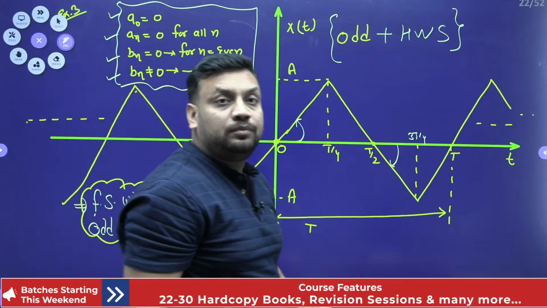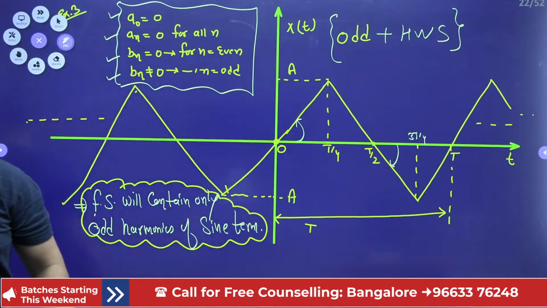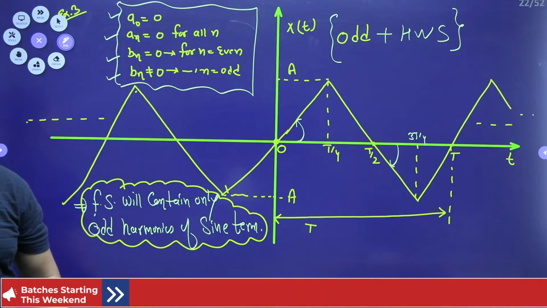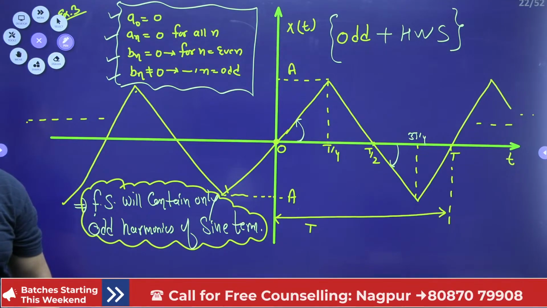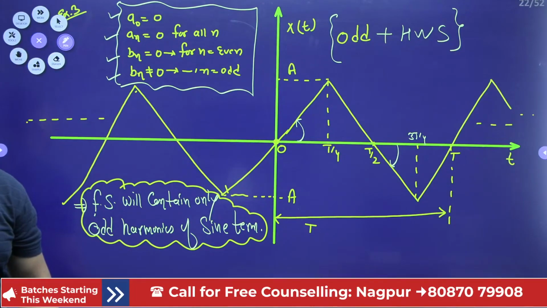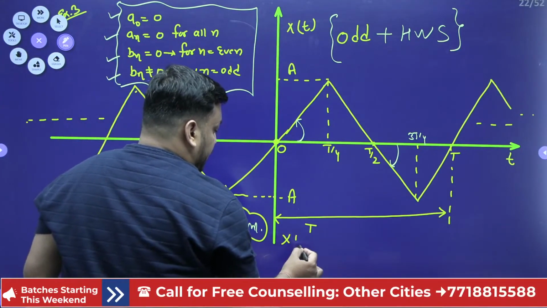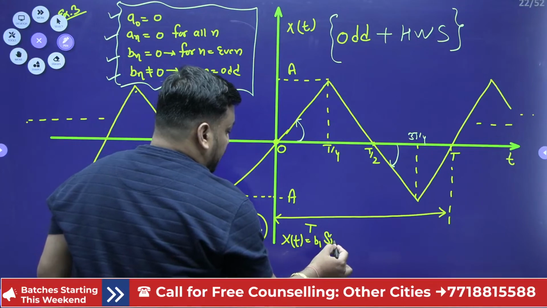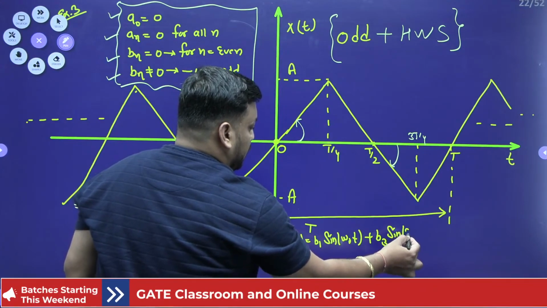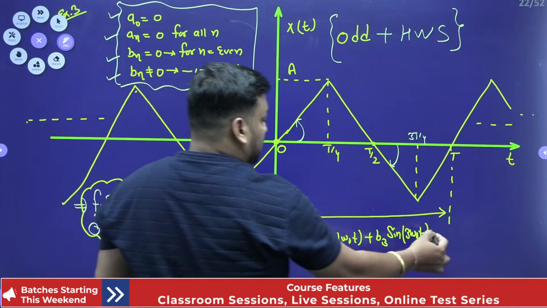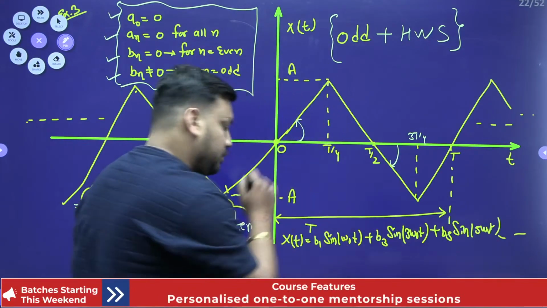Is this crystal clear, children? The Fourier series will contain only odd harmonics of sine term. It means the Fourier series representation can look like this: B1 into sine of omega 0 t, where omega 0 is the fundamental frequency, B3 into sine of 3 omega 0 t, which is the third harmonic frequency. Similarly, student, you can write B5 into sine of 5 omega 0 t and so on. Shall we go for the next now?